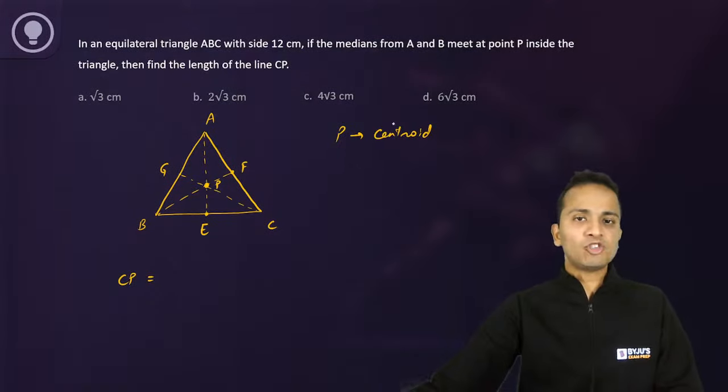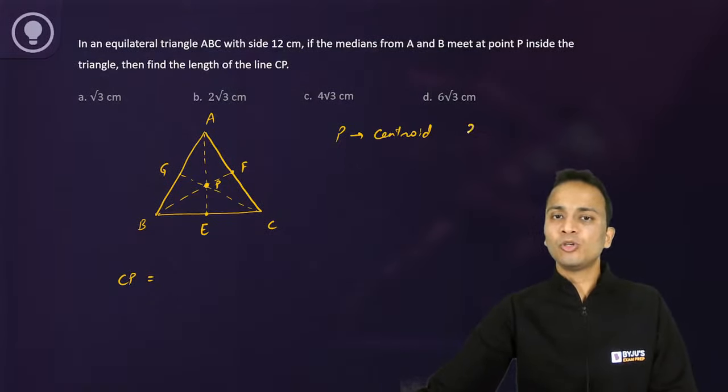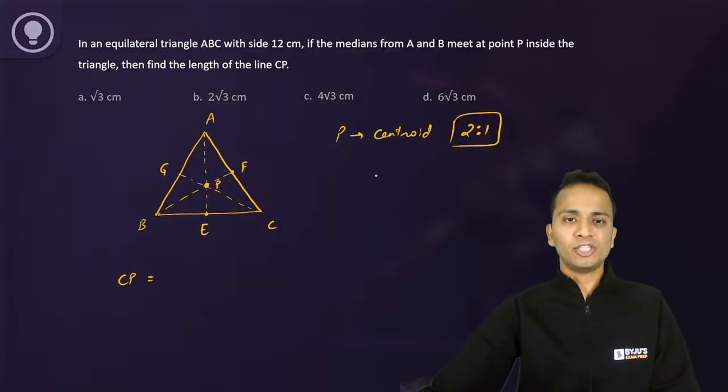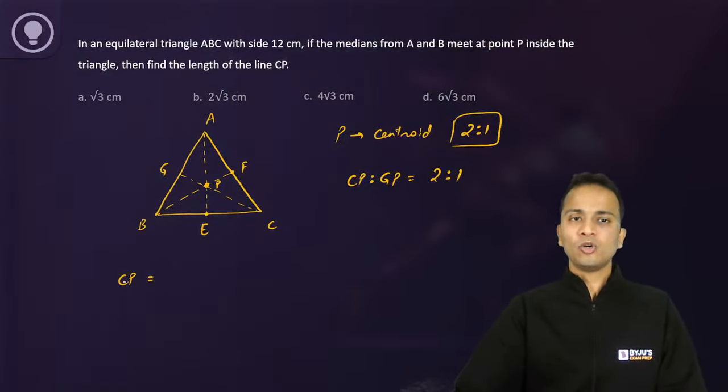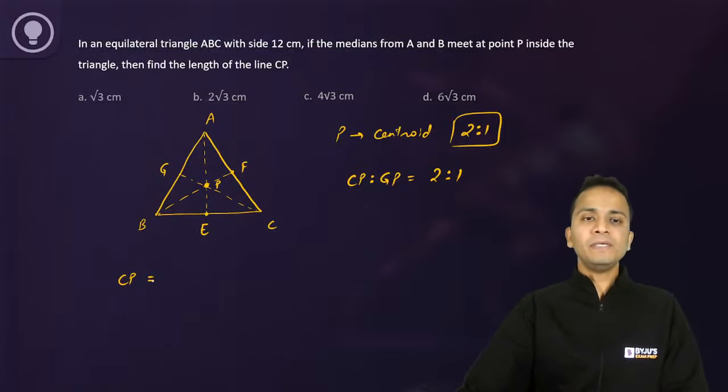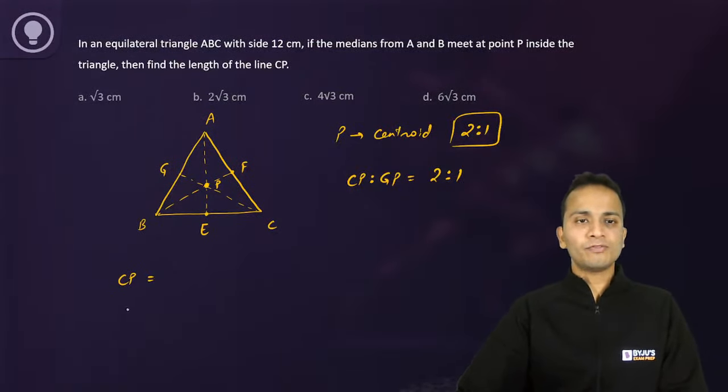Now centroid divides the median in the ratio 2:1. So CP is to GP will be equal to 2:1. All right. So to find out the length of CP, I need the length of CG, that is the median.